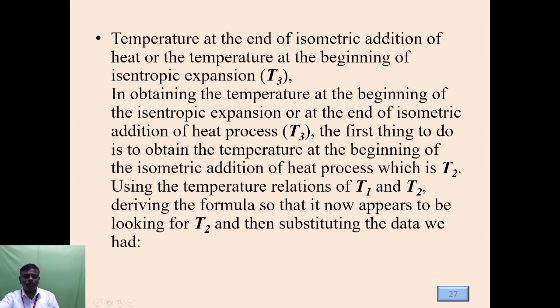Temperature at the end of isometric addition of heat, or the temperature at the beginning of isentropic expansion. In obtaining the temperature at the end of the isometric addition of heat process, T3, the first thing to do is to obtain the temperature at the beginning of the isometric addition of heat process, which is T2, using the temperature relation between T1 and T2, deriving the formula so that it now looks for T2, and then substituting the data we have.